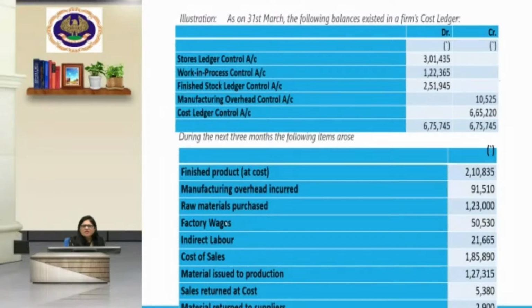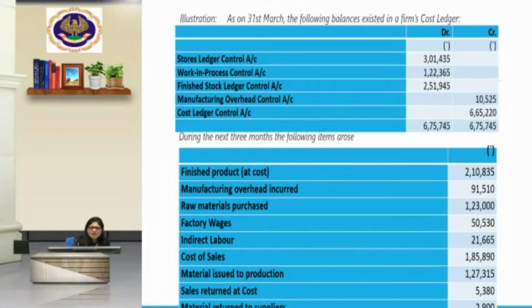So wages control account debit to cost ledger control account. Clear? Indirect labor, again, for indirect also, first you have to make an entry from wages control. So wages control account will be debited for both direct and indirect wages. Similarly, stores ledger will be debited with both direct and indirect material.